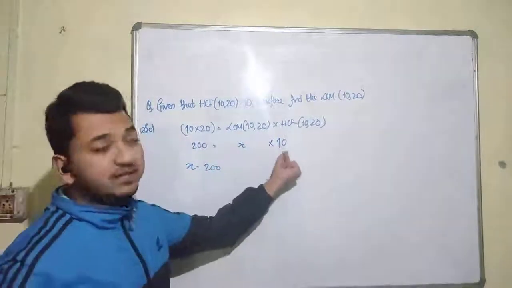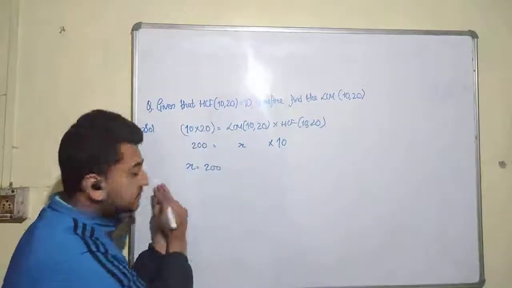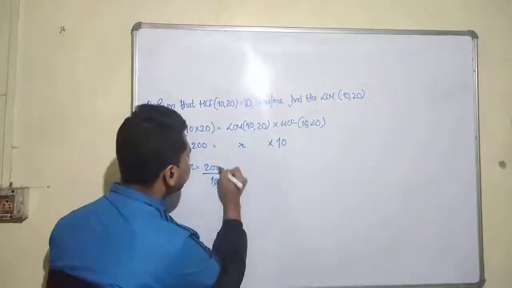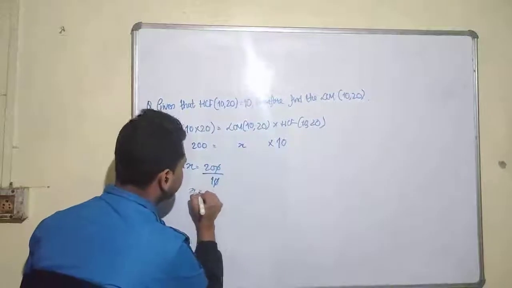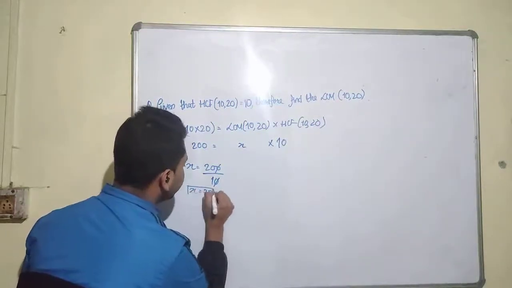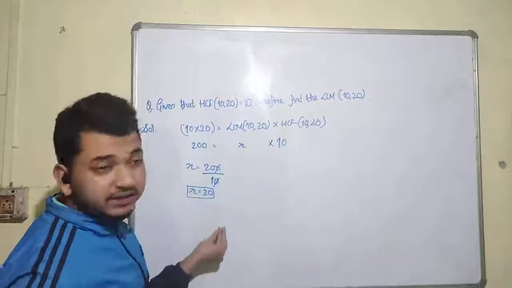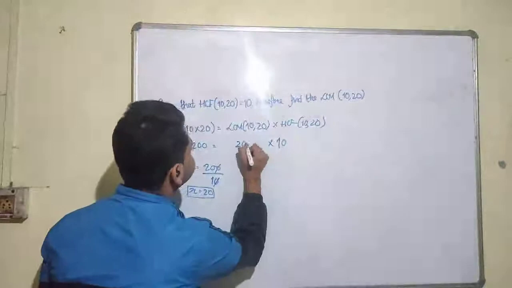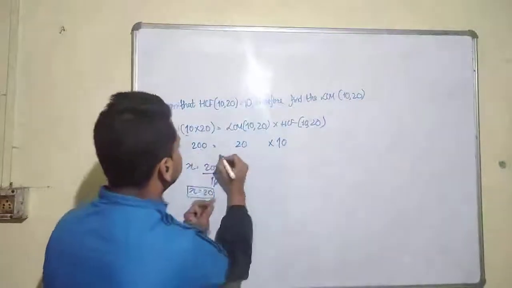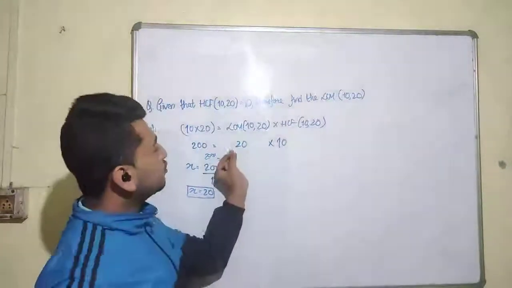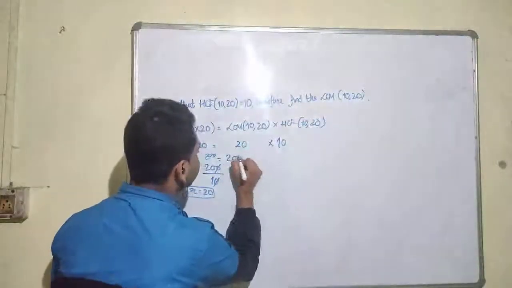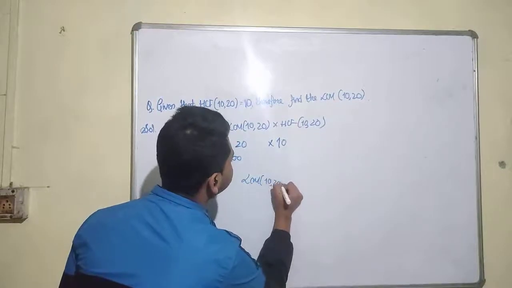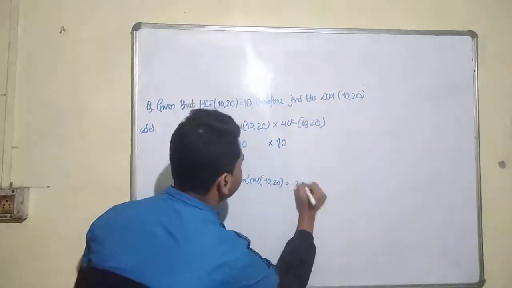Now since here it is multiply, moving it to the other side of the equals sign converts it to divide. So we know this one. 0 cancels 0, so X is equal to 20. So we got the value of X, that is 20. Now we will replace this X by 20. So 20 into 10 is 200. So we have got the LCM of 10 and 20 is equal to 20.